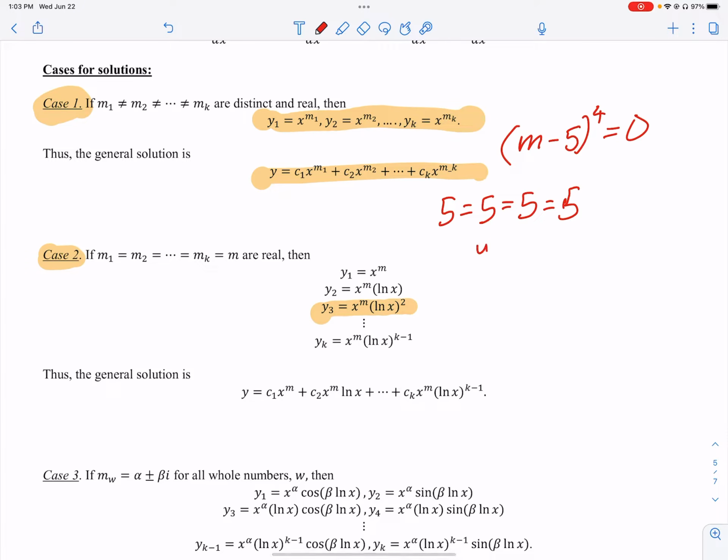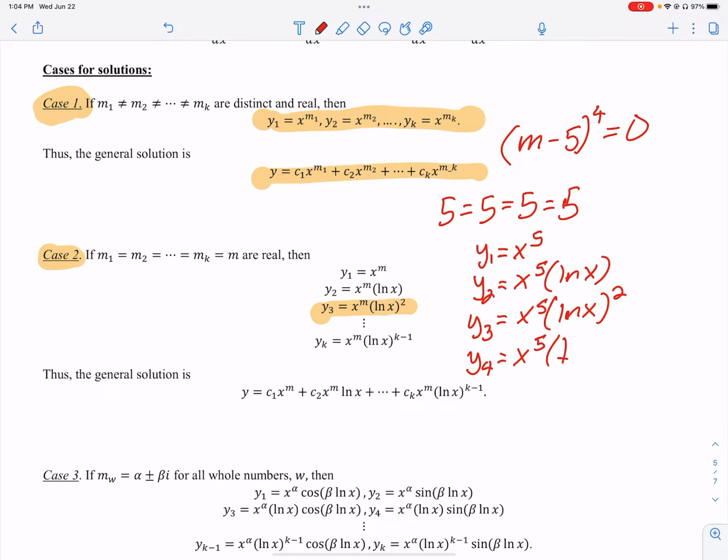So what I would write is y1 equals x to the 5th, y2 is x to the 5th ln of x, y3 is x to the 5th ln of x squared, and then I have a fourth 5, so y4 is x to the 5th ln of x to the 3rd. That's how that works. You just keep going up. I like to list them.